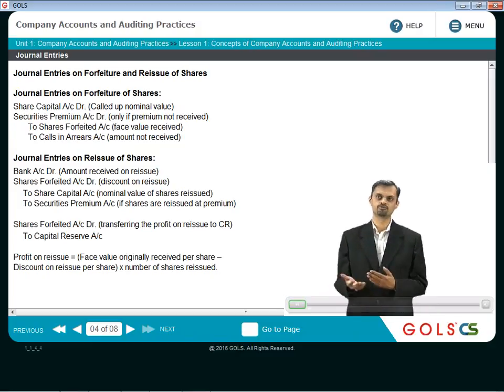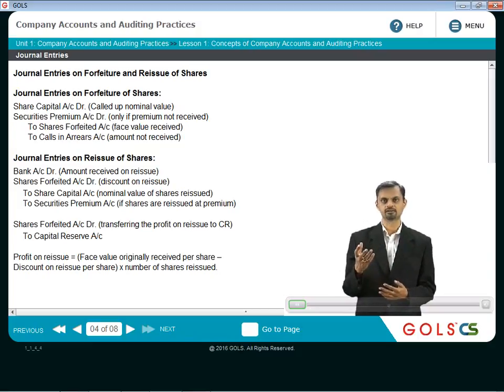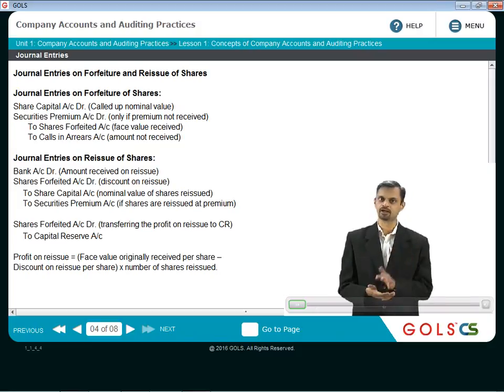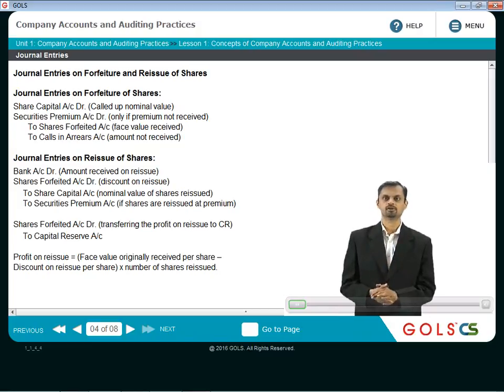Now because the shares are forfeited, obviously those shares are coming back to the company. Those are no more floating shares. So that is why the share capital account will have to be reversed. So share capital account debit. Now please remember what amount has to be debited or credited to all these accounts. That is extremely important. Each and every word that I have mentioned in the slides is important here. So share capital account will be debited to the extent of called up nominal value. So whatever face value has been called up by the company, it's not paid up, it is called up. That amount will be debited in share capital account.